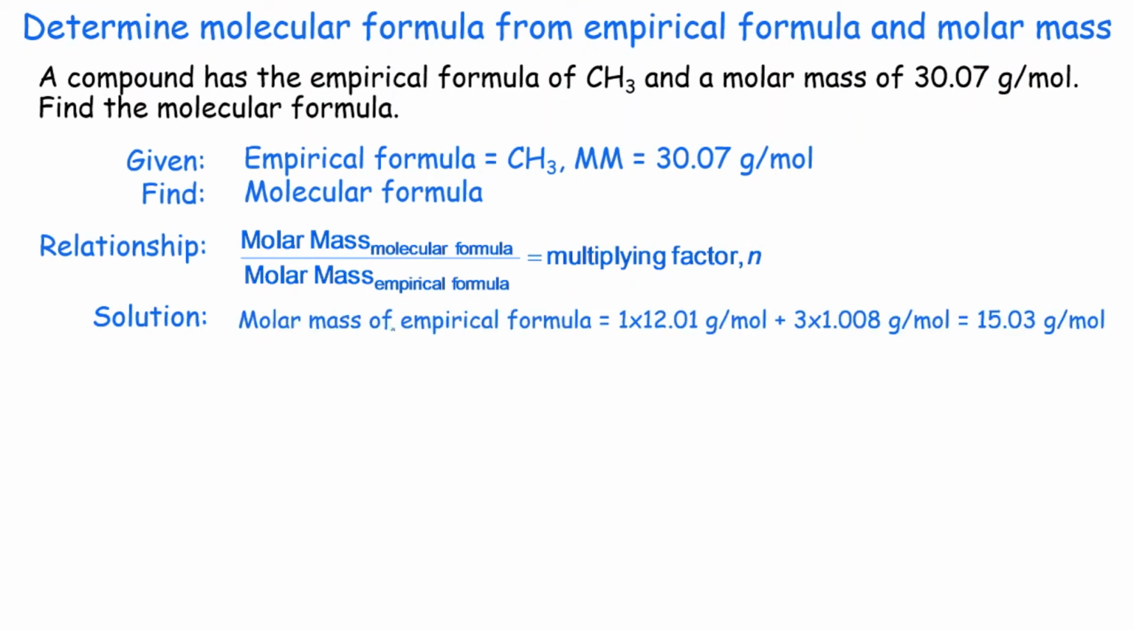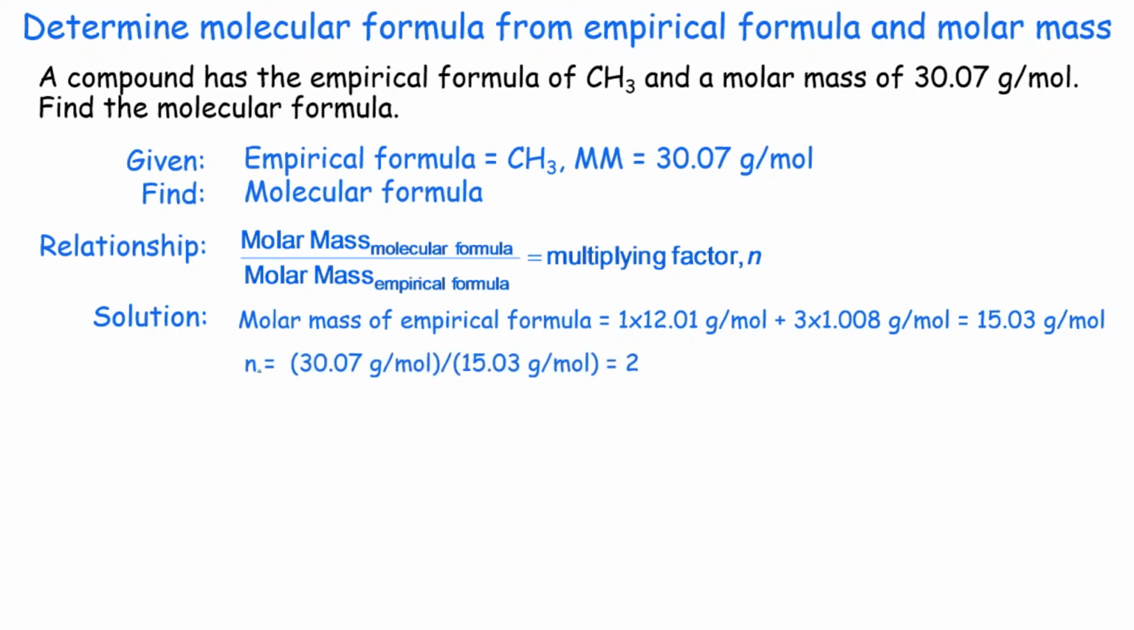Now let's try to solve it. Molar mass of the empirical formula. First, we have to find that out. We know the empirical formula is 1 carbon. That's why we have 1 here. And then times the molar mass of carbon, that's 12.01 grams per mole. Then plus 3 hydrogen times the molar mass of each hydrogen. Then we found out 15.03 grams per mole. That's the molar mass of the empirical formula.